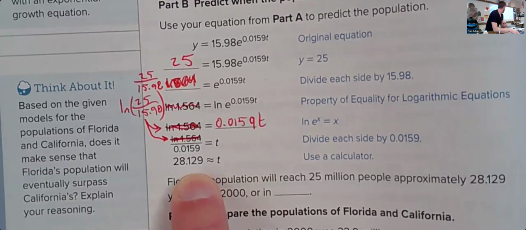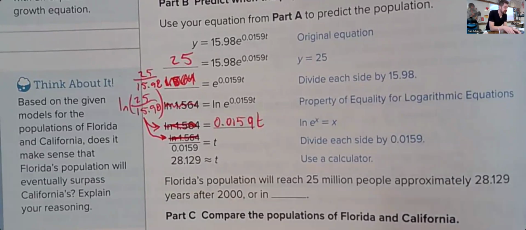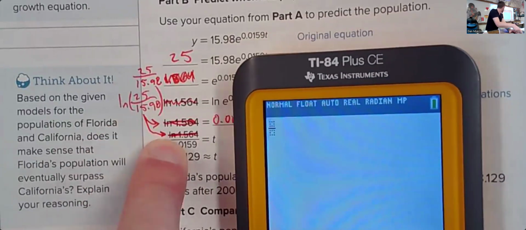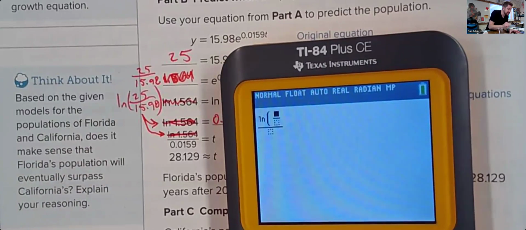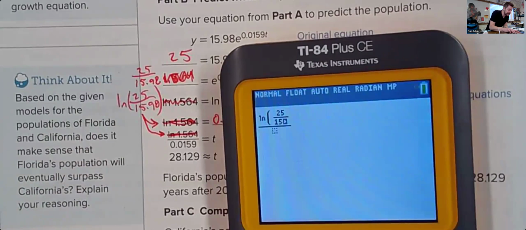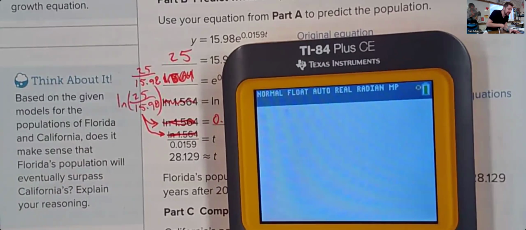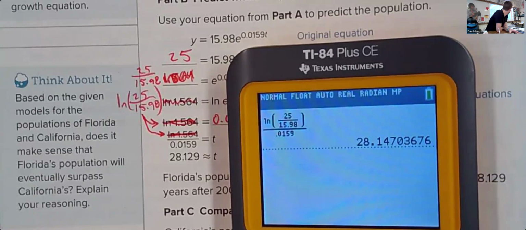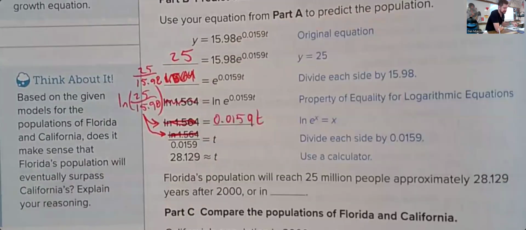It won't be that much different, but it will be more accurate. So here we go. Math, fraction. We're going to have this as our numerator, ln of 25 over 15.98, over 0.0159. So ln, another fraction, 25 over 15.98, close it off, divided by 0.0159, and 28.147. You can tell it's not that much different, but it is different because we are more accurate, because we estimated at the end of the problem as opposed to near the beginning.